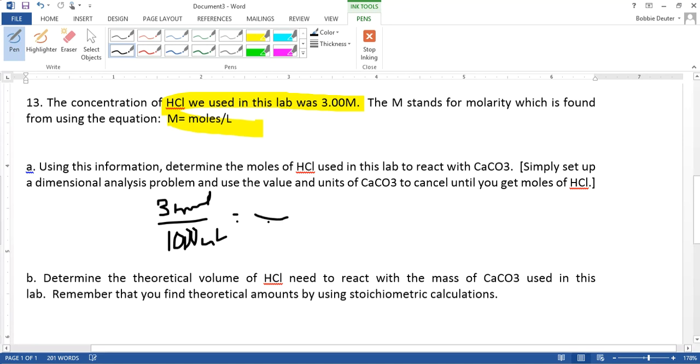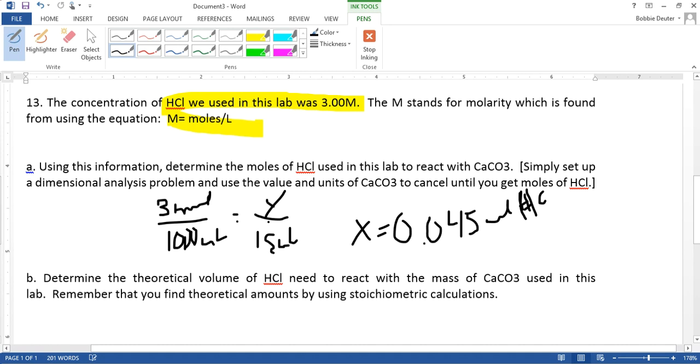I looked at Tanya's paper. So I want to put 15 milliliters here. I'm going to put X up here. I'm going to simply solve for X. When I solve for X, X is equal to 0.045 moles of HCl. Well, that's really poor penmanship, sorry. Moles of HCl. So I set up a dimensional analysis, and I got my moles of HCl. I can turn that into grams of HCl, but it says to determine the moles. So I did. I determined the moles.